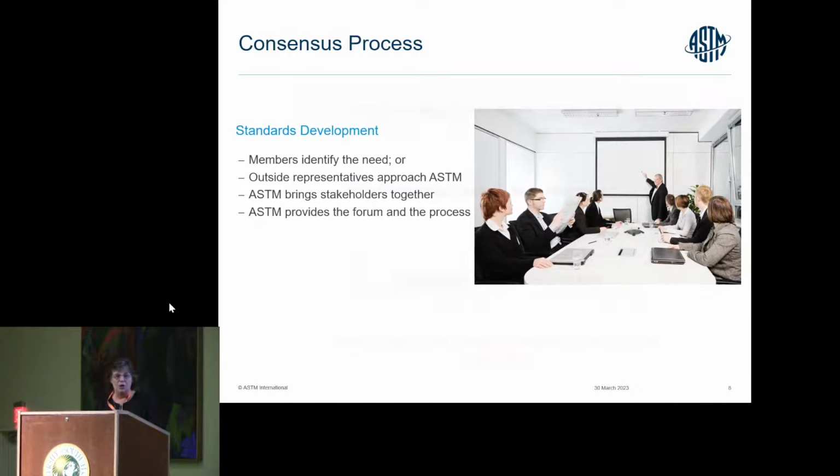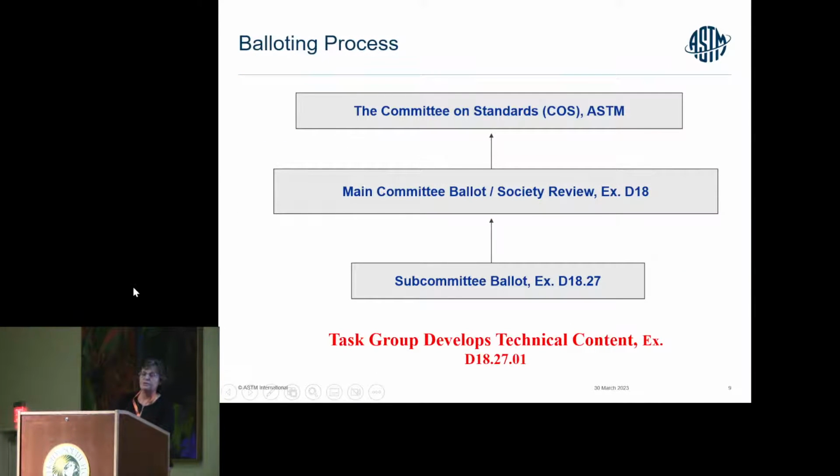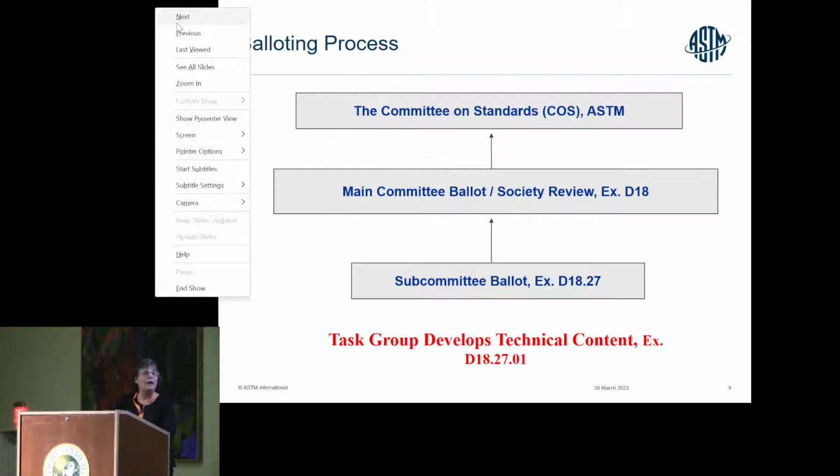In D18 and all ASTM technical committees, the goal is to stay relevant with current technologies.